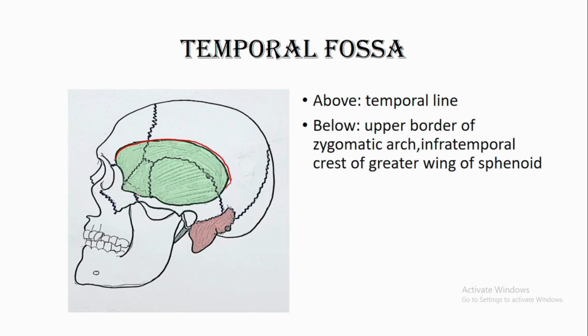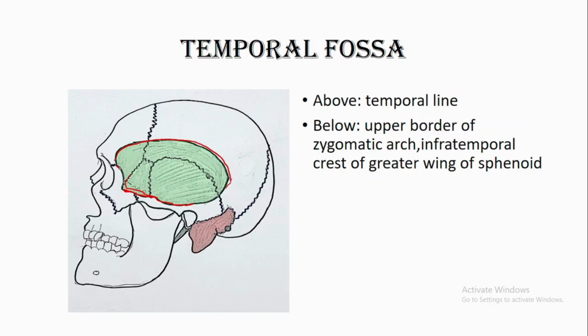Then below, it is lined by the upper border of the zygomatic arch and the infratemporal crest of the greater wing of sphenoid. So this is the greater wing of sphenoid. The infratemporal crest of the greater wing of sphenoid forms the medial portion of the lower border of the temporal fossa.